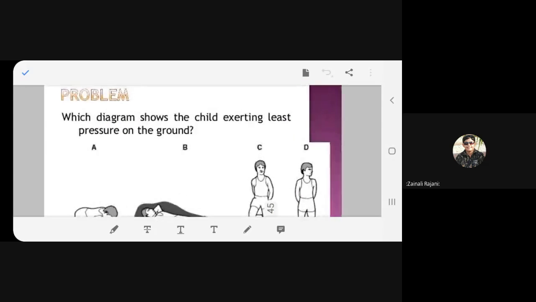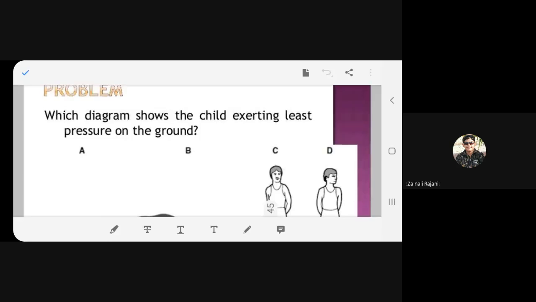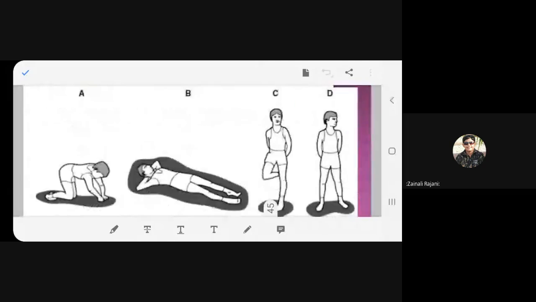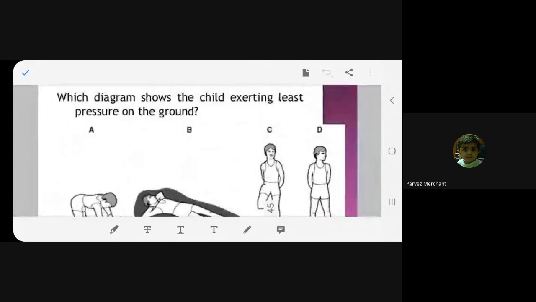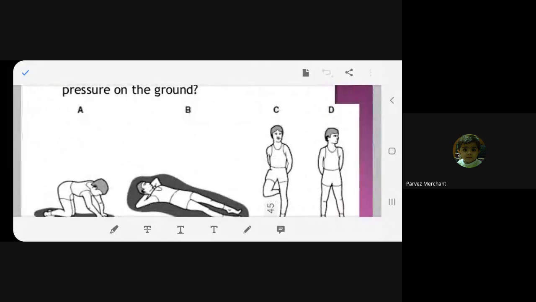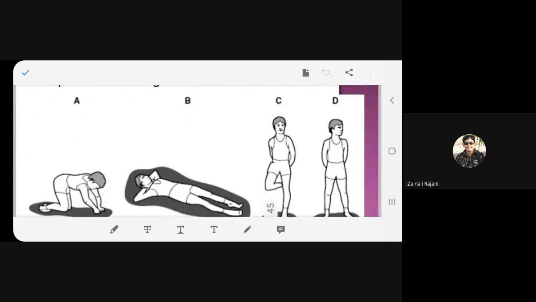You have to give me an answer. I'm asking a question. Which diagram shows the child exerting the least pressure on the ground? There are four children. You have to tell me which one is exerting the least pressure. Number B. Why B? Why C? Okay, you said B.